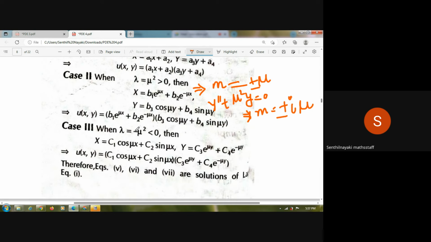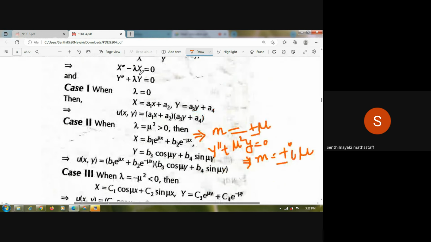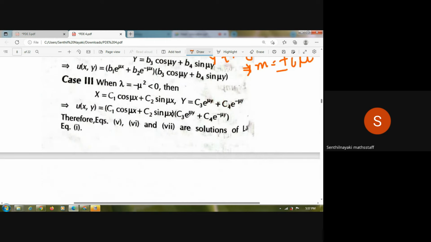Similarly for the third case, lambda equal to minus mu square. If you substitute lambda equal to minus mu squared in the first equation, then x double dash plus lambda into x, that is x double dash plus mu square into x, we have. So in this case we get two complex roots. But in the second equation, y double dash minus mu square into y equal to 0. So in the second equation, we have two distinct real roots for the third case.